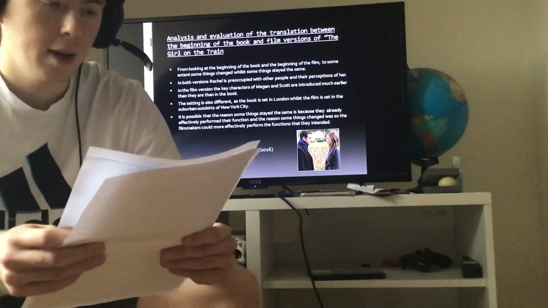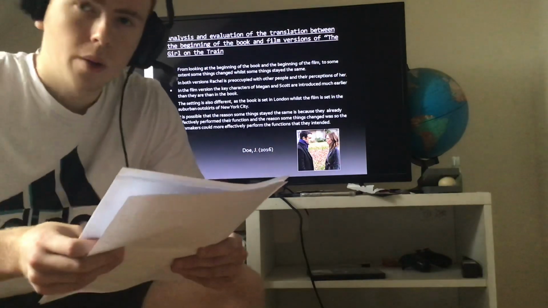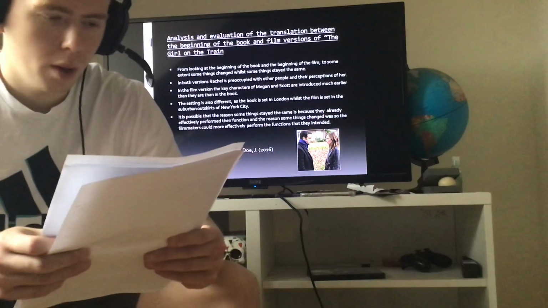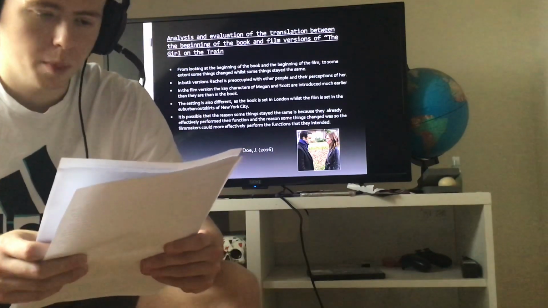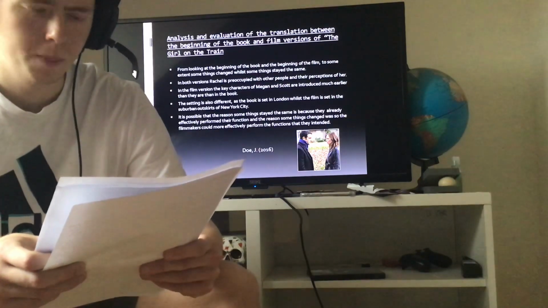So, the analysis and evaluation of the translation between the beginning of the book and film versions of The Girl on the Train. From looking at the beginning of the book and the beginning of the film versions of The Girl on the Train, it's clear that some things have translated the same.